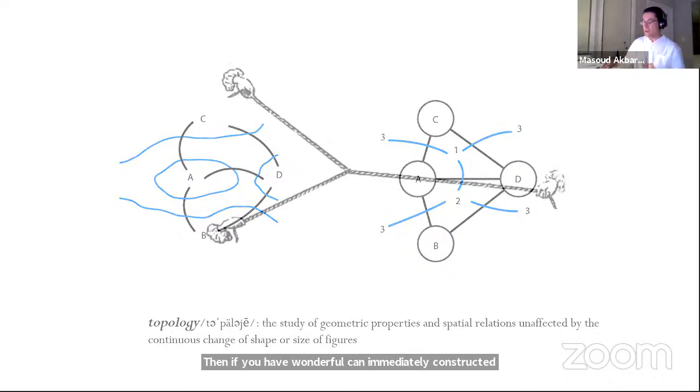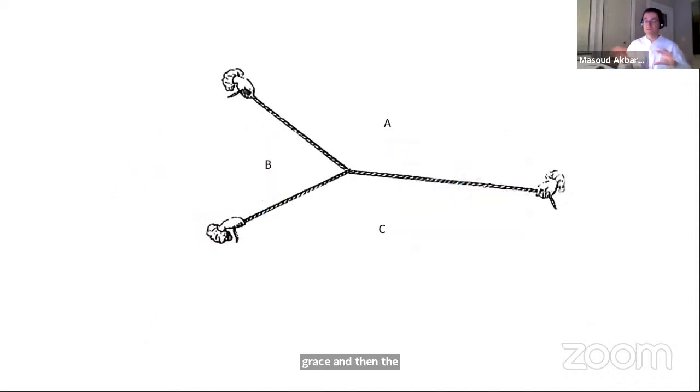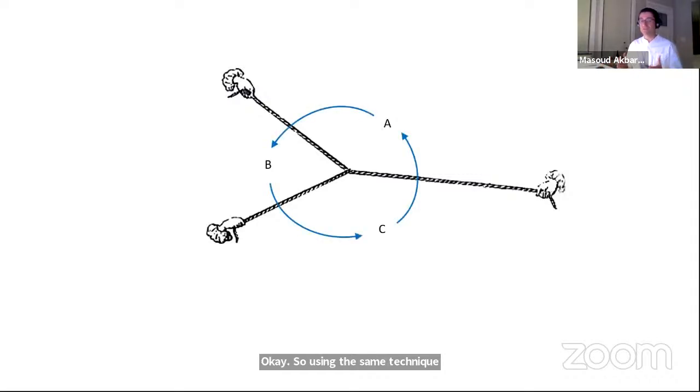Now, go to the graph, and then the rope can divide the space of the paper into three subspaces. Then you can name them as subspaces A, B, and C. Okay? So using the same technique, let's try to bridge from one space to the next and create a secondary graph based on the original geometry.